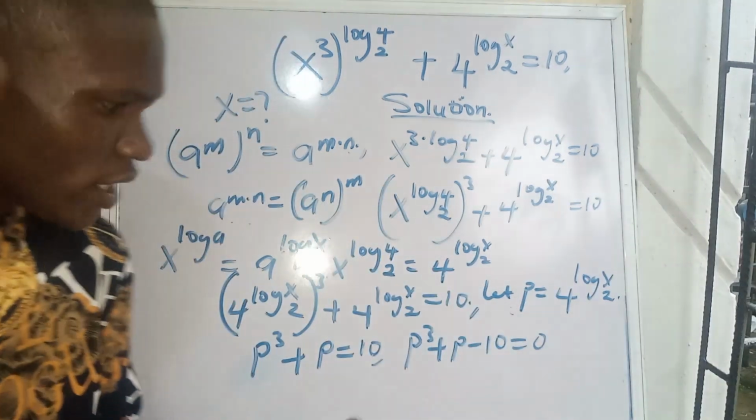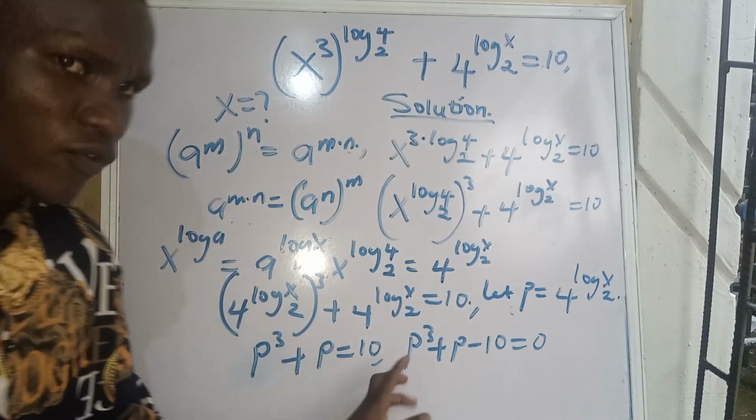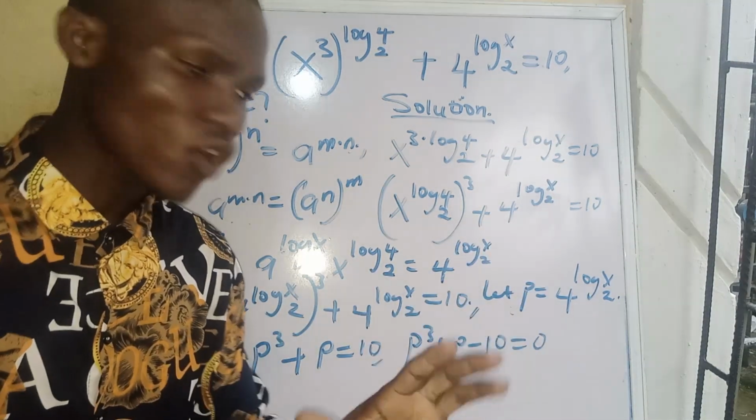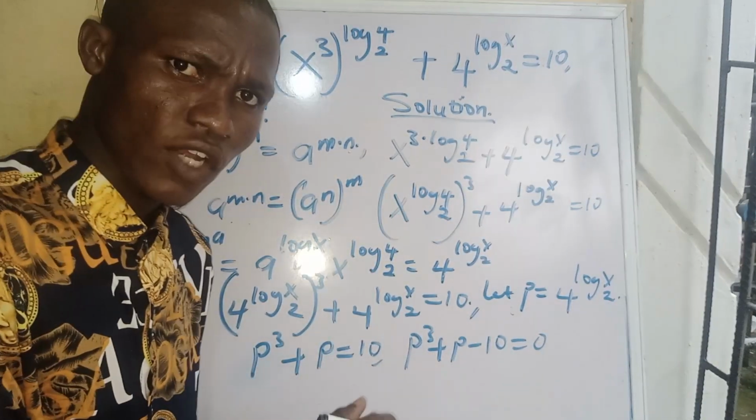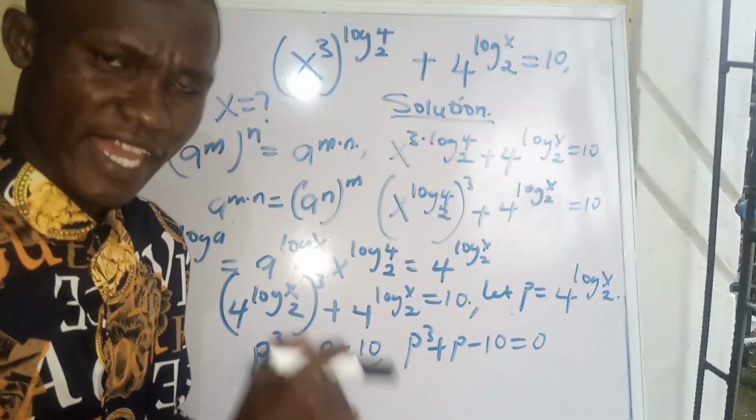Recall, we are not looking for p, but for x. To look for x, we have to look for p first, then move further to look for x. Now we have a polynomial equation. Let's move further to look for the value of p, then look for the value of x.